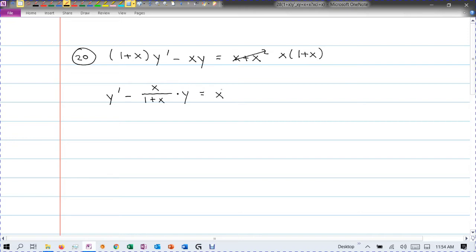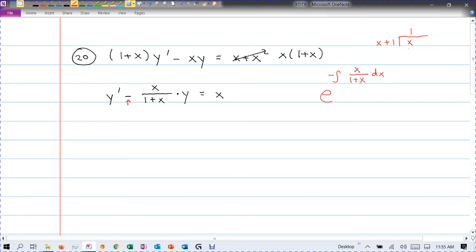Alright, so now we need to go ahead and get our integrating factor. So we want to do e to the integral of, be real careful, we have a negative there. So I'm going to put that negative here, negative x over 1 plus x dx. And for that integration, I think what I'll do is long division first. There's several ways you could go about this, but I'm going to do it this way.